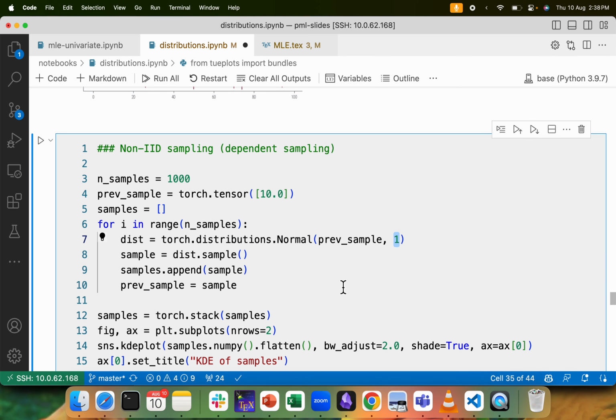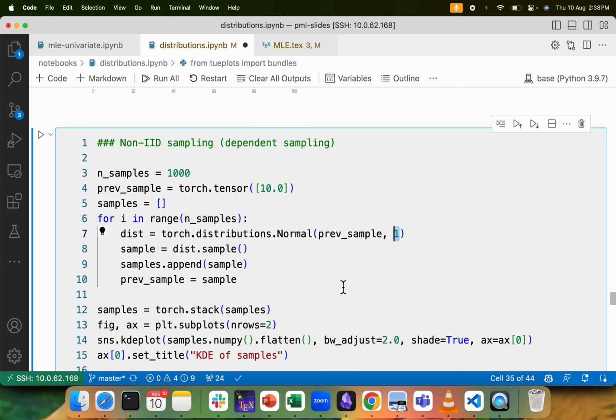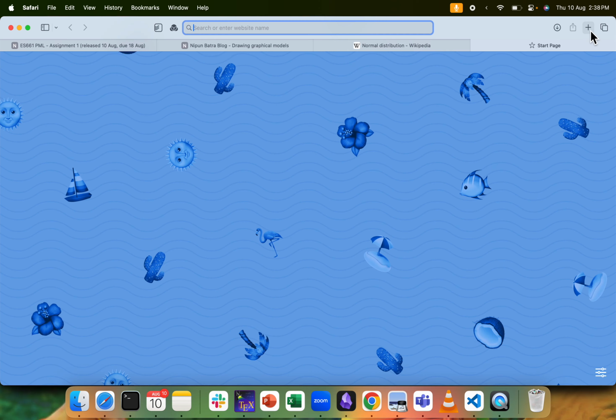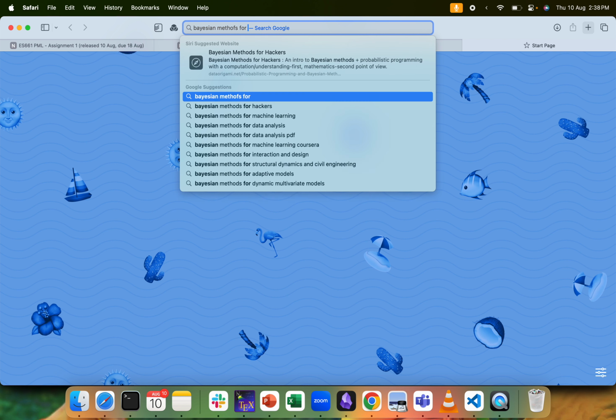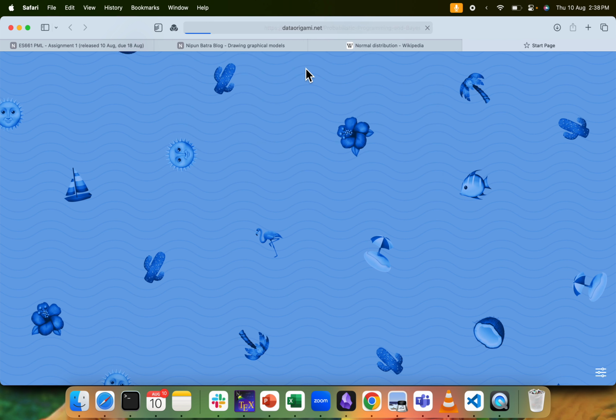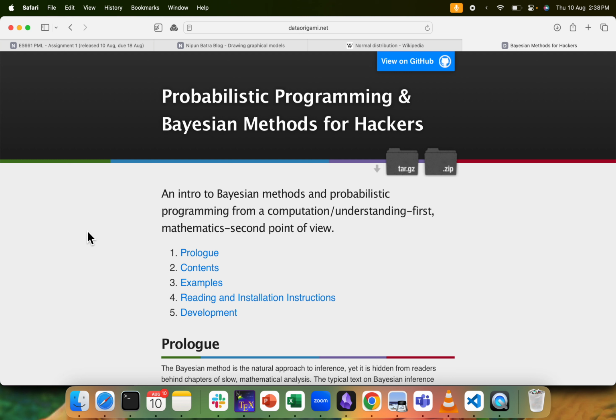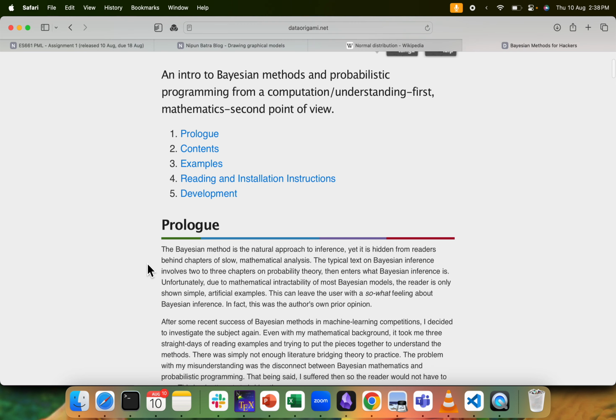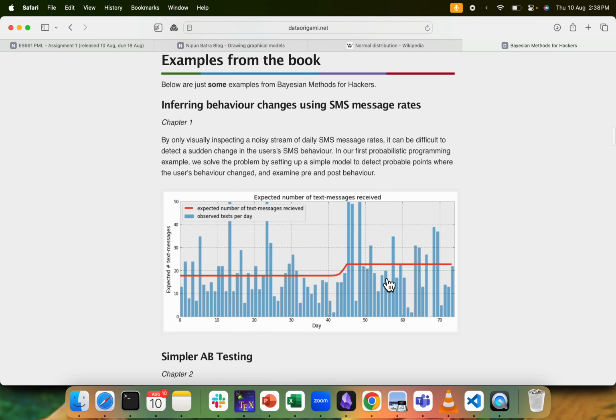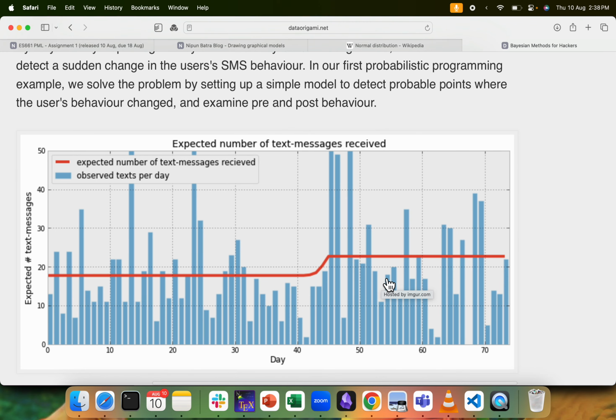There are in fact questions where you don't make such assumptions, and I can show a good example of that. If we look at Bayesian Methods for Hackers, it's a very good book. It starts with this example. You're talking about the number of text messages a person receives, and you're saying that at some particular day, the distribution changes.